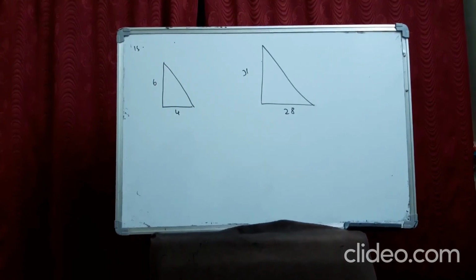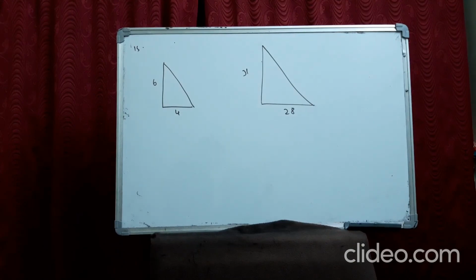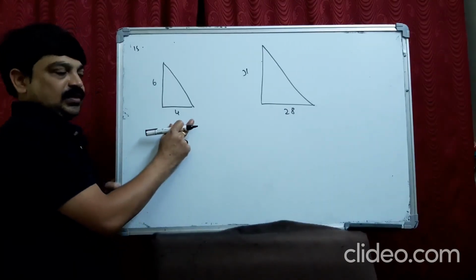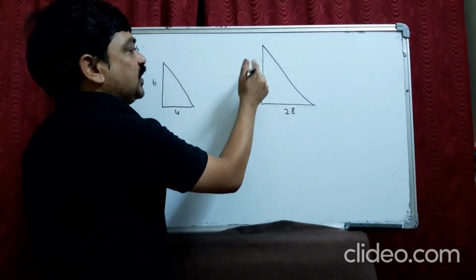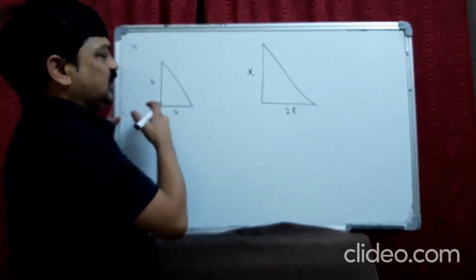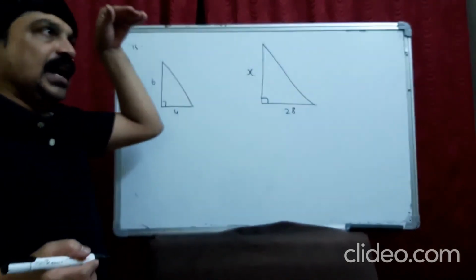Now see the 15th question. It's not a triangle that is given actually. This vertical pole of 6 centimeters is creating a shadow of 4 centimeters. And how much length should the other pole be to get a shadow of 28? Both are right angle triangles, and the sun's altitude is the same.